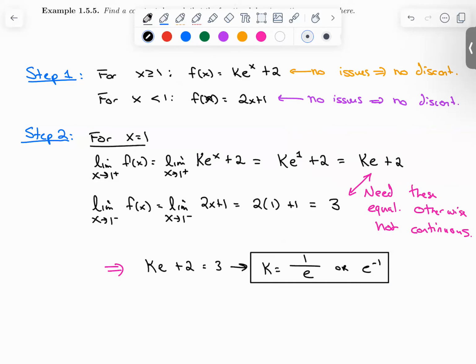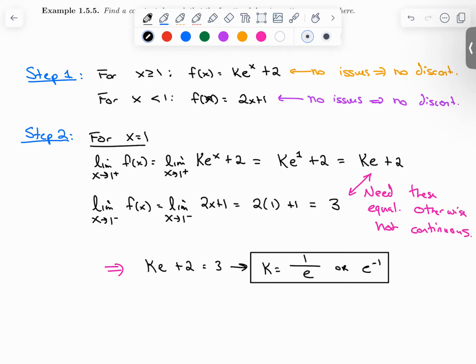Highly recommend trying to plug in to your calculator this function here, or have Desmos graph it. If you need help with Desmos, please let me know. I have used it extensively. But if you graph this and try different k values, you'll see that depending on what k is, there'll be a jump above or a jump below. And then finally, if you plug in 1 over e for k, you see that they connect at 1. And then you actually have a continuous function. Any questions on that? Do you have one? Okay.